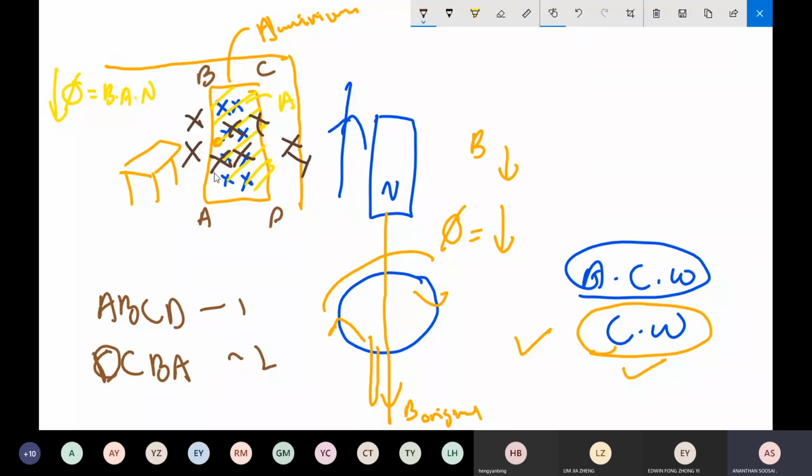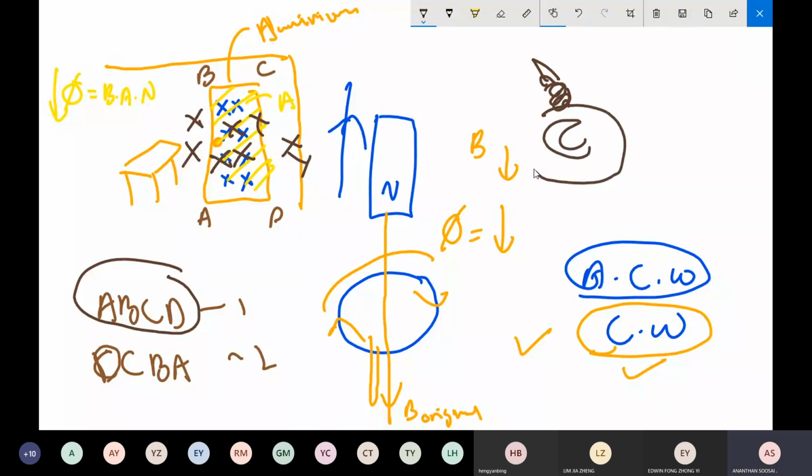So tell me the current flow must be ABCD. It should flow in a clockwise direction. Okay, so it's very difficult. You point the thumb and your finger like this, right? Your finger like this, your thumb is this way. So I think your finger will be this way, right? So your current should flow ABCD. So you generate a current.